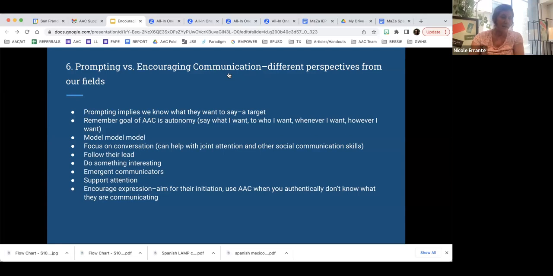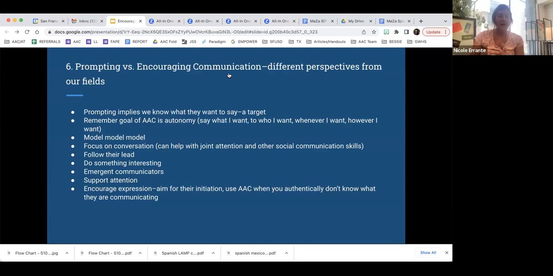And then modeling is so highly successful that if we model and model and model, it really serves the purpose of what used to be a little more prompting. So if we keep modeling, the kids are gonna learn. And then focusing on conversation, this to me is super important. Instead of prompting, just make it fun, like Michaela said earlier.